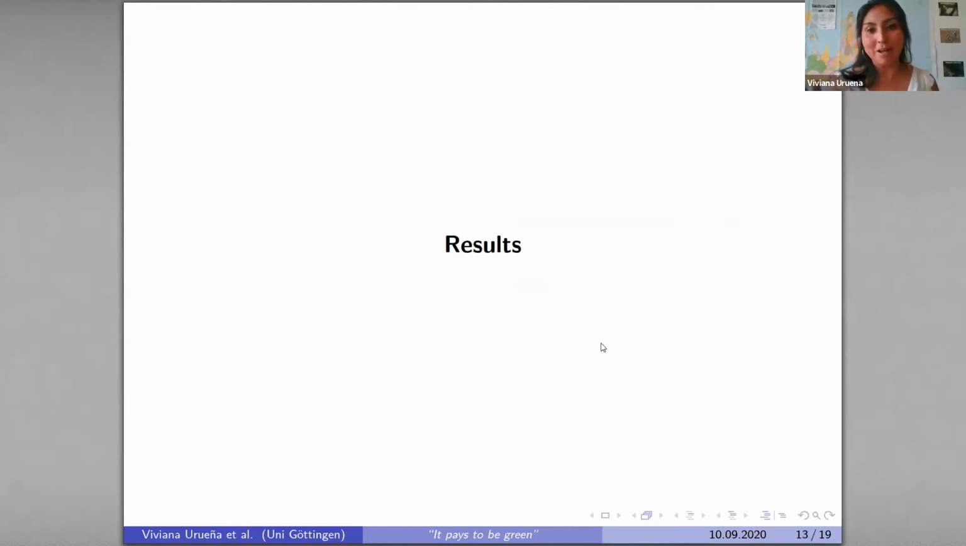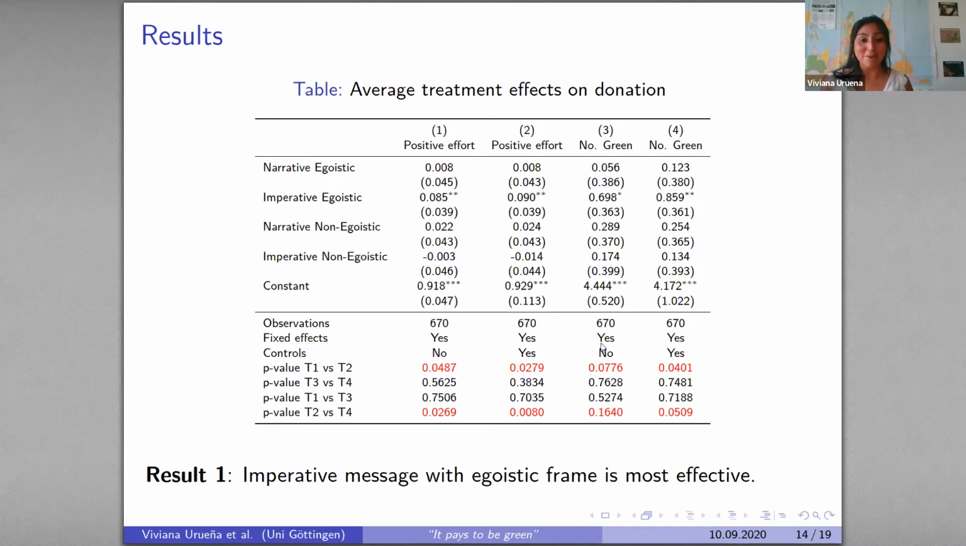So what we actually found is, when we look at the extensive margin, we see that many people actually contribute. In the control, we see 92% of participants are willing to make at least 1 green bookmark. And we see that this number of people willing to do something increases significantly in the imperative egoistic treatment. So we see an increase, and we see that this result holds even when we add controls.